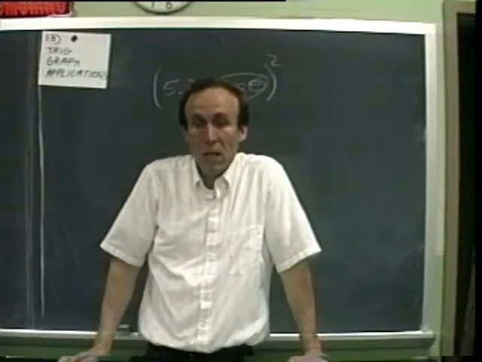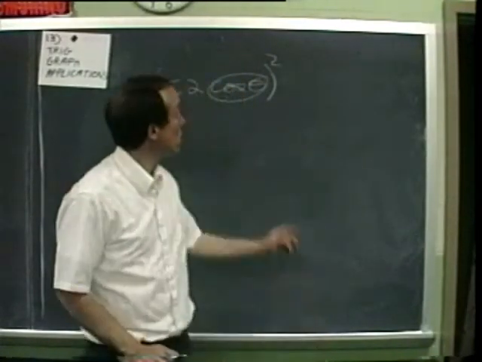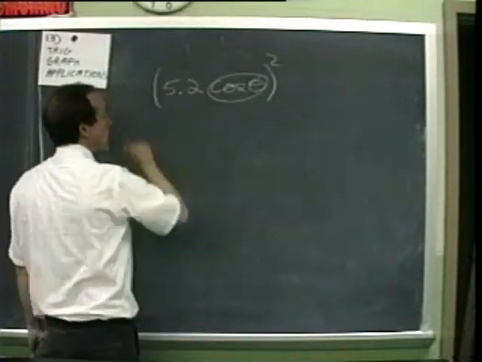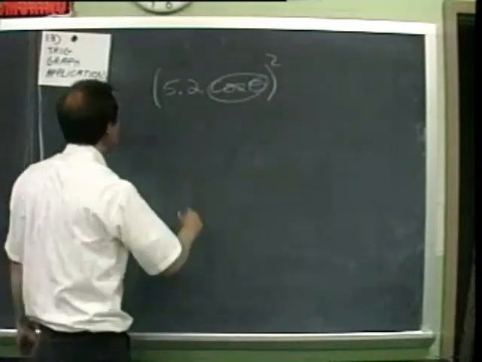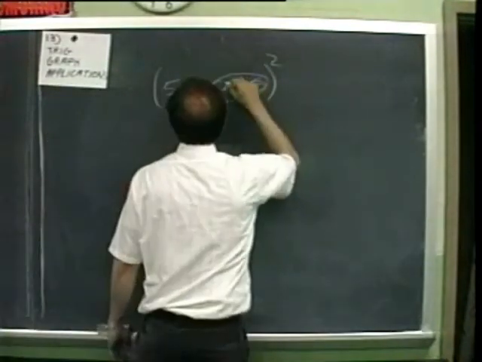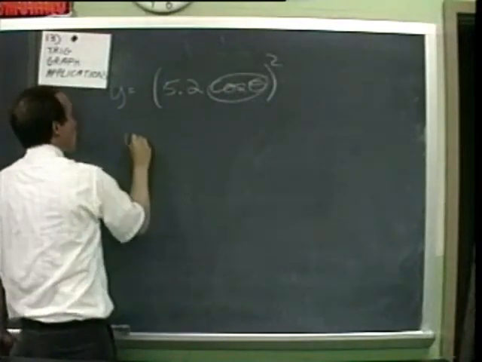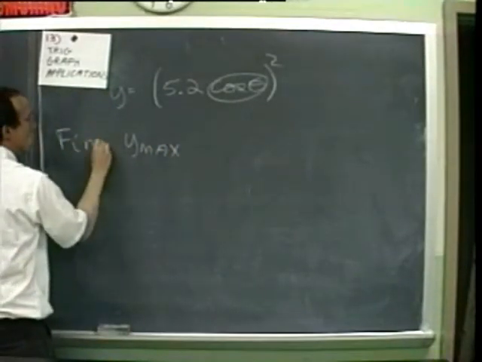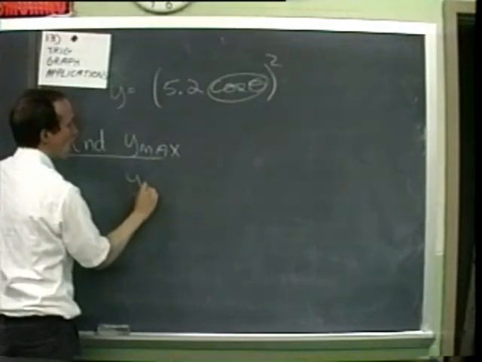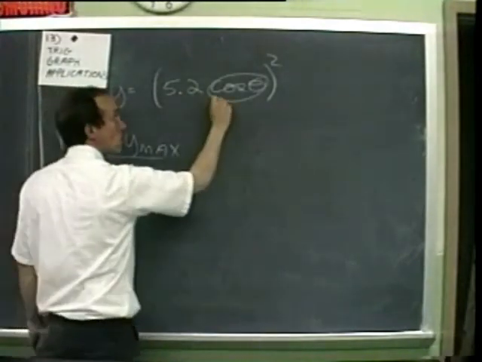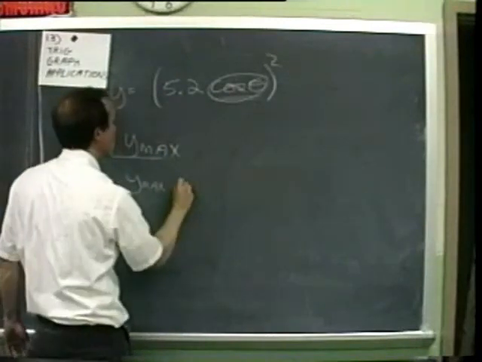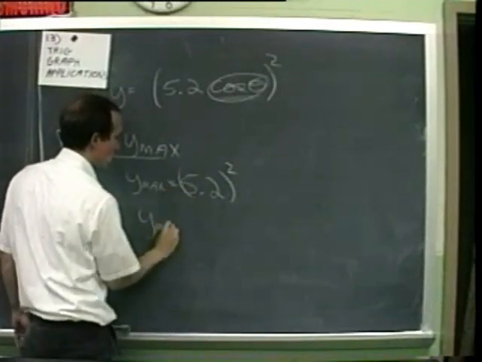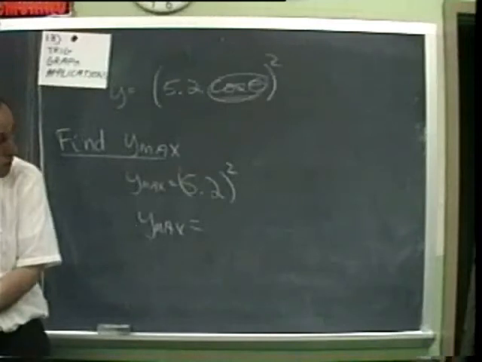I don't care at what angle it takes on that biggest value. I just know the biggest value the cosine of theta can ever take on is 1, and hence I just replace that with 1 if I'm asked to find the maximum of this expression. So let's say y is equal to that, and you're asked to find y max. By inspection, that occurs when the cosine of theta is 1, as we argued. And that is 5.2 squared.